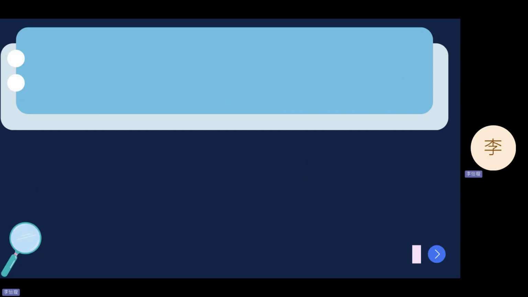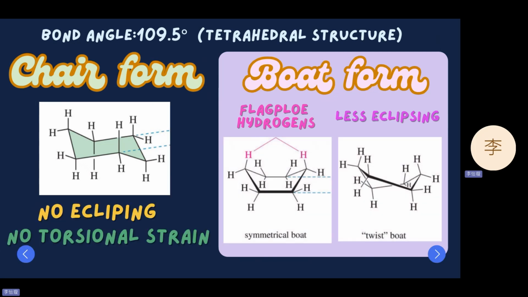So let's get started. Among all cycloalkanes, cyclohexane is the most stable. This is due to less ring strain, as all bond angles are close to 109.5 degrees rather than the 120 degrees found in a planar ring. Therefore, the tetrahedral structure contributes to cyclohexane's stability. Additionally, cyclohexane has two conformations, the chair form and the boat form. I will explain more on this in the next two parts of my discussion.